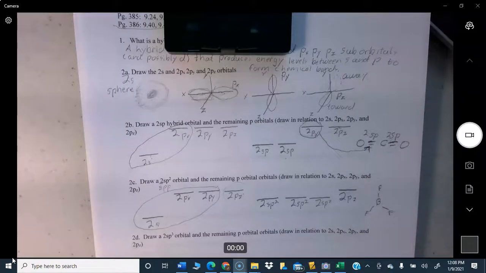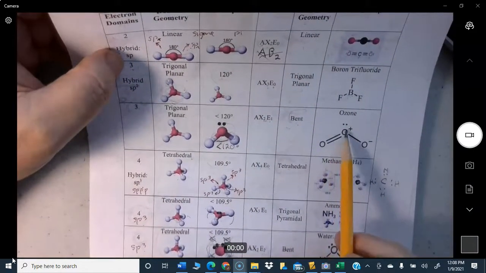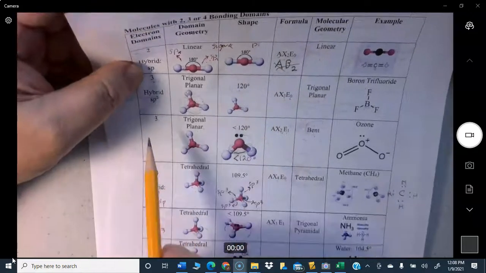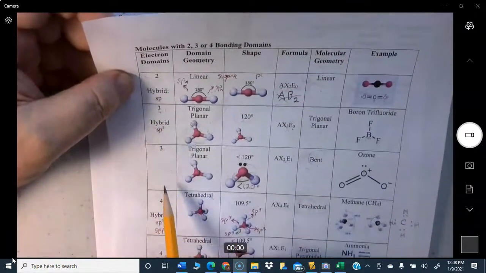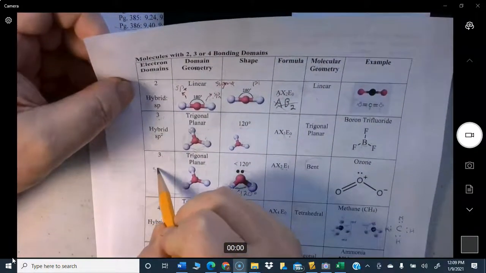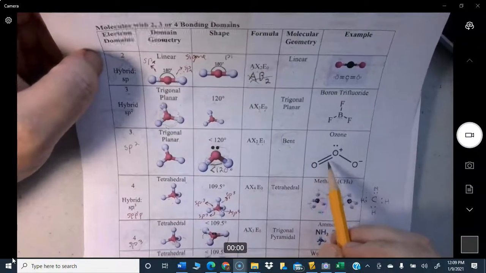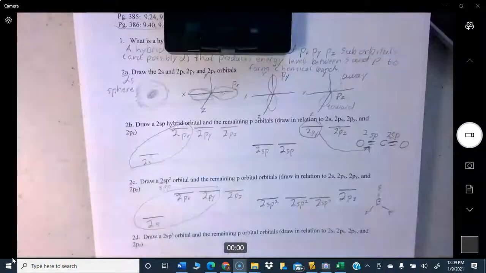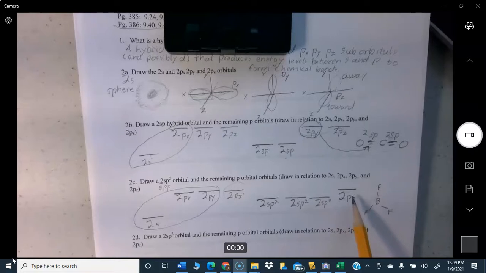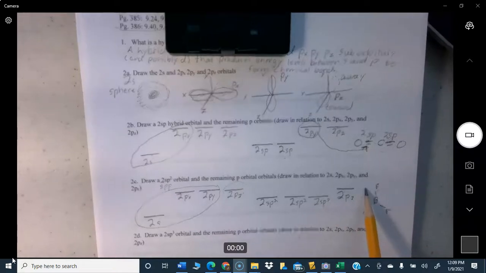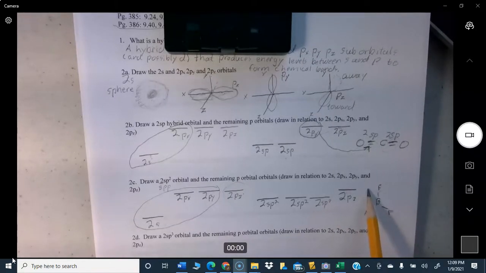Looks like that. But you notice ozone is also an sp2. Everything that has 3 electron domains is an sp2. So that would include ozone, and you notice ozone does have a double bond. So again, an unhybridized p orbital can form a double bond. Now sp2 can only form double bonds. It can't form a triple bond because it would need another p orbital, and it doesn't have it. It only has 1. So this can only form a double bond.